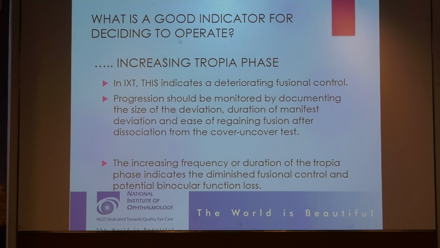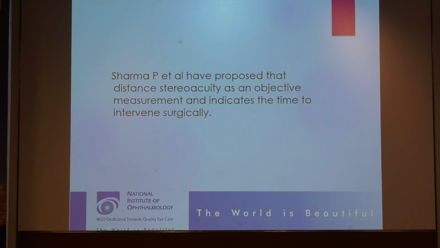So what is a good indicator for deciding to operate? It is definitely the increasing tropia phase, because this indicates deteriorating fusional control. Progression should be monitored, home monitoring as well as clinic monitoring, and the increasing tropia indicates that there is diminished control and definitely a potential binocular function loss. So you should be operating.